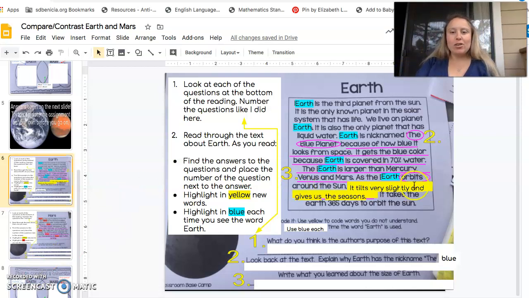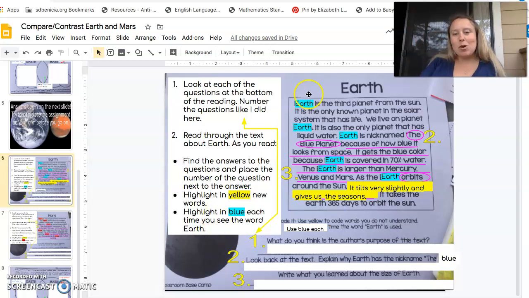So you can see here that I highlighted what I felt was interesting. One of the things I feel is interesting is that the Earth orbits around the sun and that it tilts very slightly and gives us the seasons. So that's something that I want to know more about. How does this tilt give us seasons?